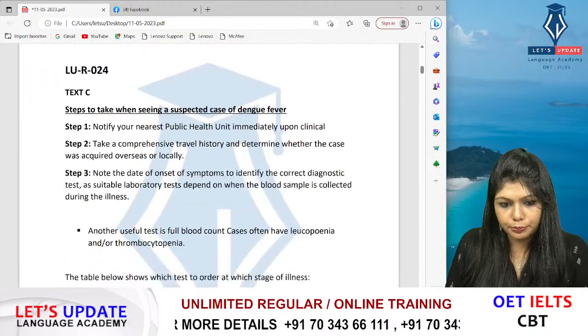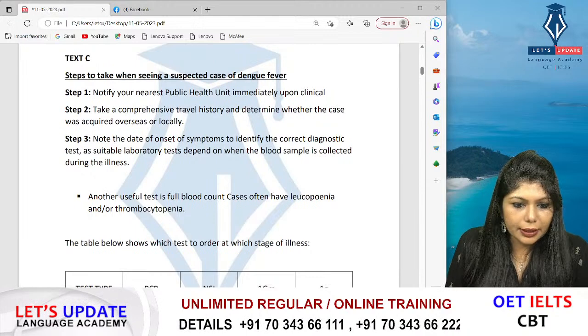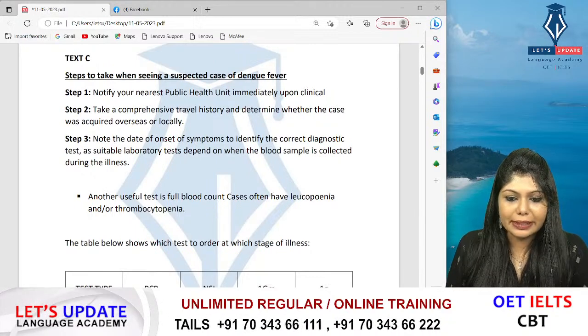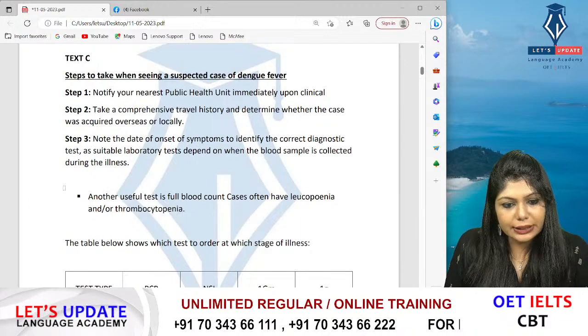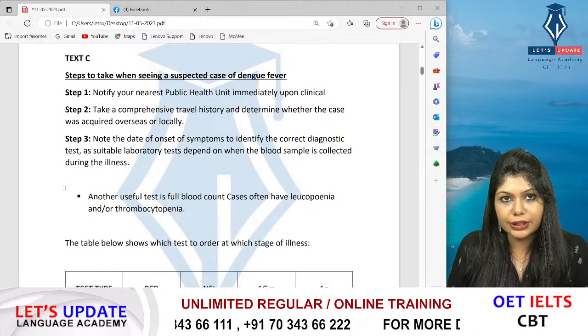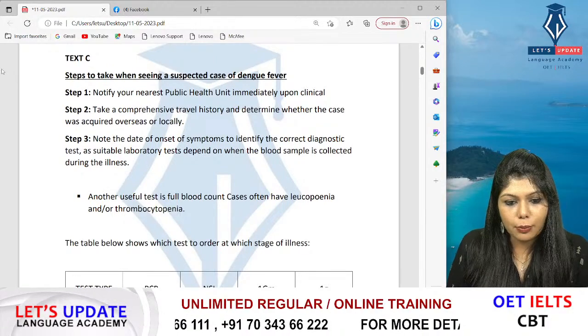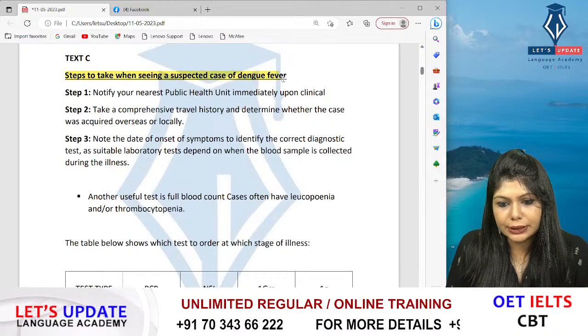Moving on, text C. So another heading there: steps to take when seeing a suspected case of dengue fever. Okay. So these are the steps that you need to take, or the precautions that you need to take. Okay. So step one is notify your nearest public health unit.